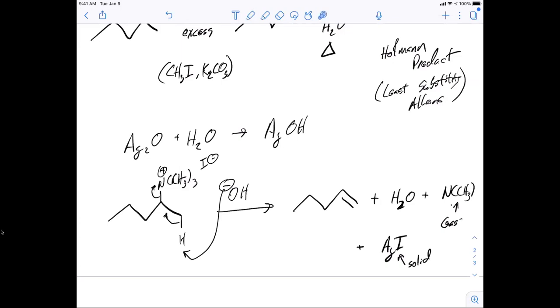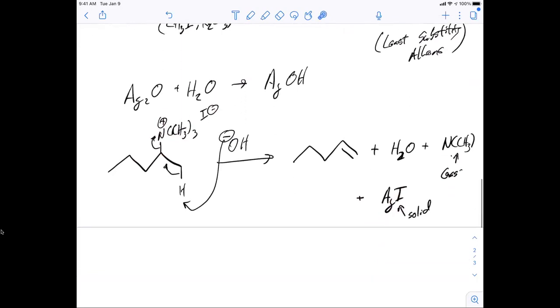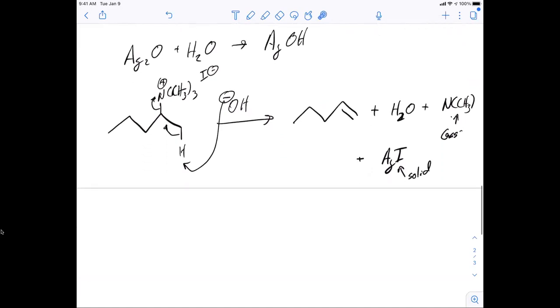So if we look here, this is a great leaving group. If I had iodine, potentially it could knock that off. So what we do is we isolate it as a silver oxide, okay? So the mechanism is just reusing the silver oxide, and we get a gas and a solid. So this is a really nice, clean reaction to do this.